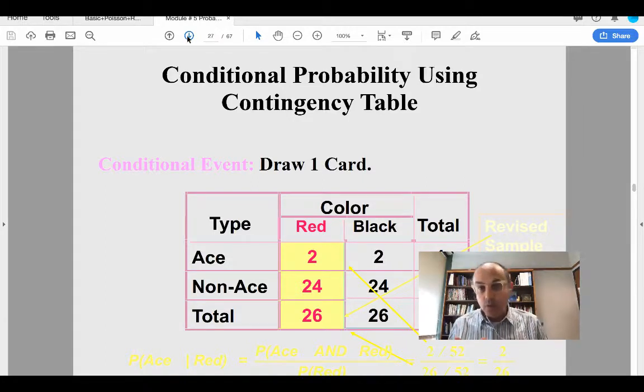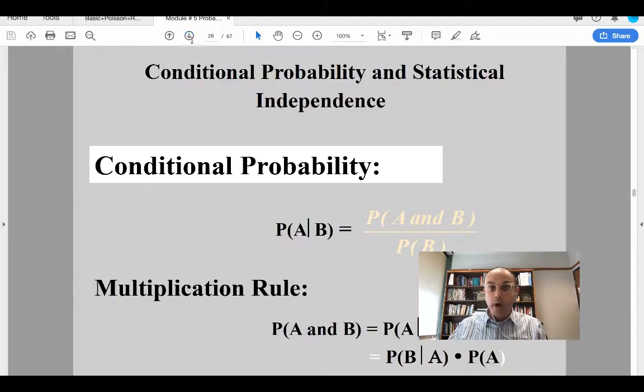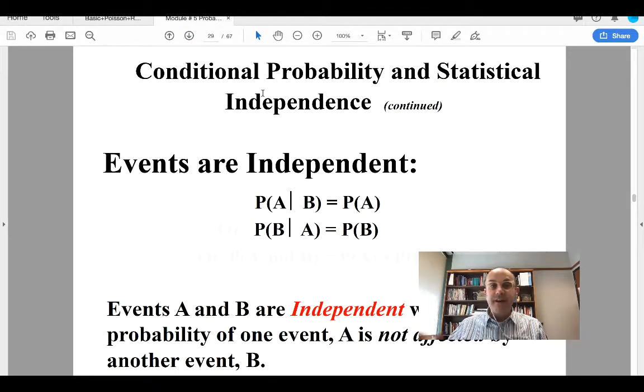I think this is really important because it helps us to see why those rules with regard to probability are so important. Conditional probability and the multiplication rule. Again, conditional probability is P(A and B) divided by P(B). The multiplication rule is that P(A given B) multiplied by P(B) is equal to P(B given A) multiplied by P(A), and those are the rules that we often define.